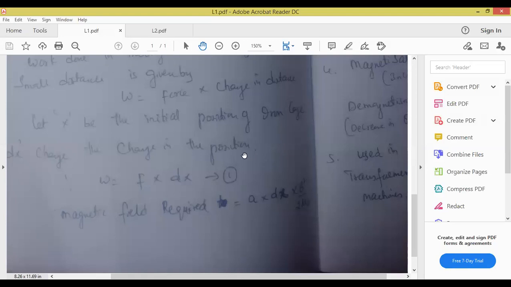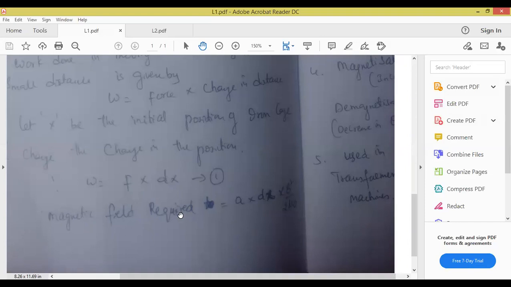Permeability is the ability of a material to allow magnetic energy to pass through it. So work done, what is the formula, all of you? Work done equals force into change in the distance, and magnetic field required. How much magnetic field do I require now?